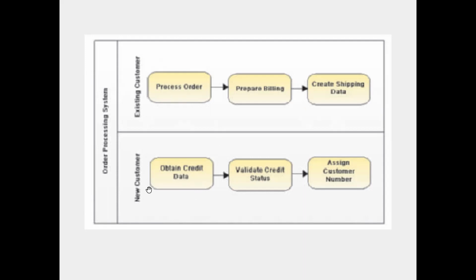And if you are a new customer, you can get the credit data, you can validate, and you can assign a customer number. So once you get a customer number, then you become an existing customer. So you can process the order, prepare the billing, and you can create the shipping data. So that's the first one we discussed.